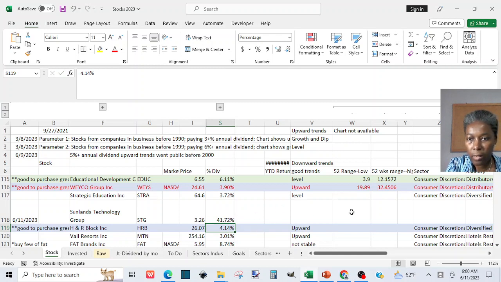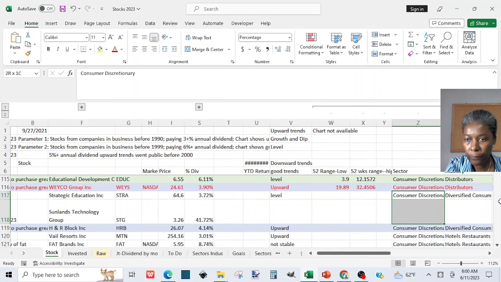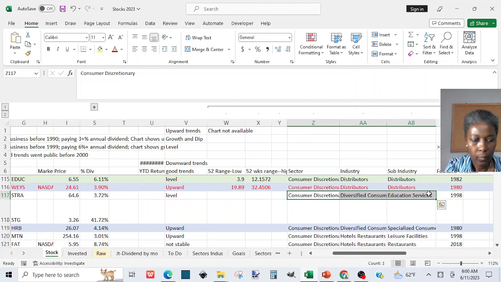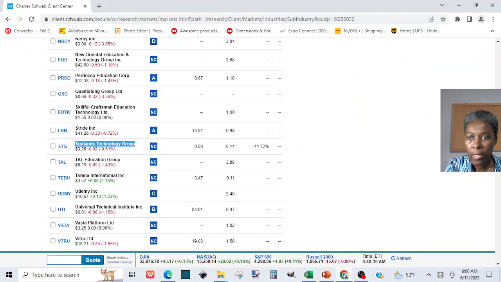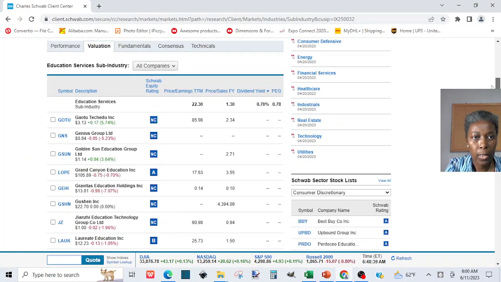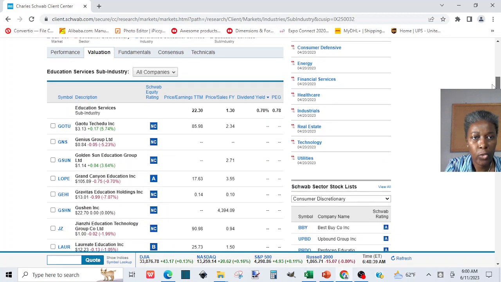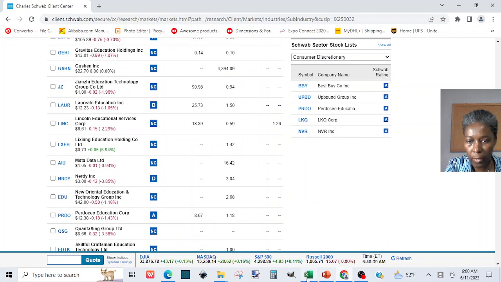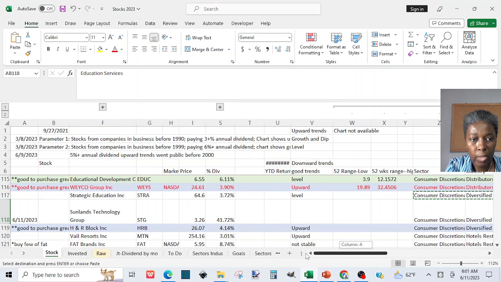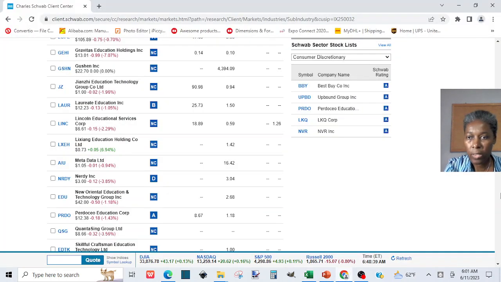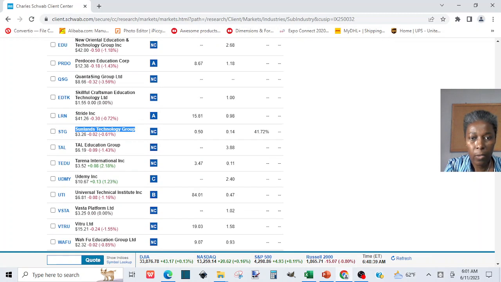And then we can copy the sector, industry, and sub-industry, but let's make sure we have the sub-industry right. Education services. I don't know why I searched it earlier. It didn't bring me right there. So we enter that in our information, and it gives you an idea how you enter that information in your investment spreadsheet.